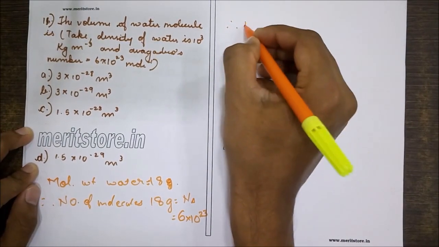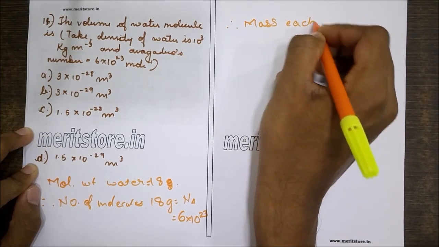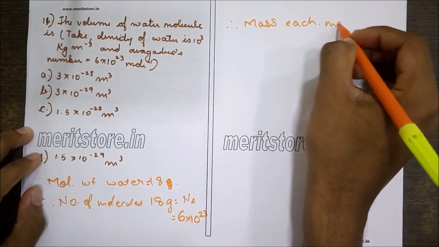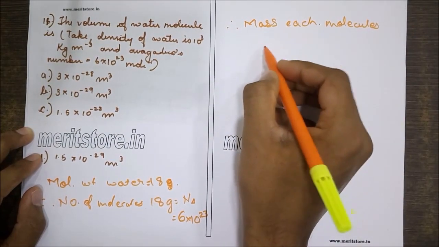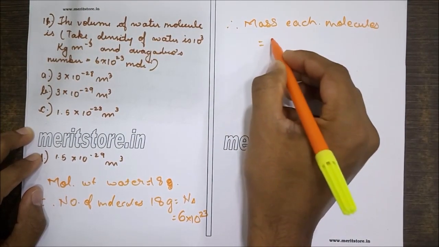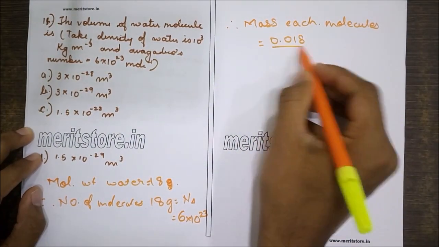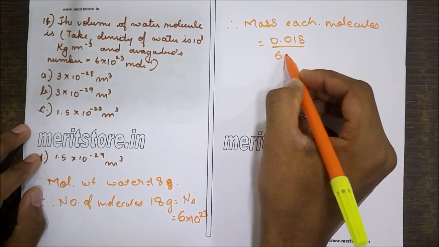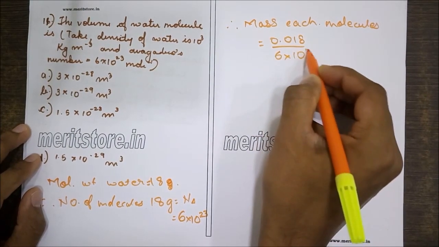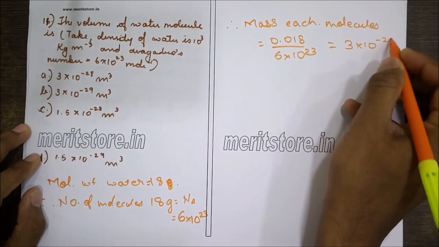So therefore, the mass of each molecule would be equal to 0.018, since this gram is converted to kg, upon the total number of molecules, so 6 into 10 raised to 23. So this comes out as 3 into 10 raised to minus 26.